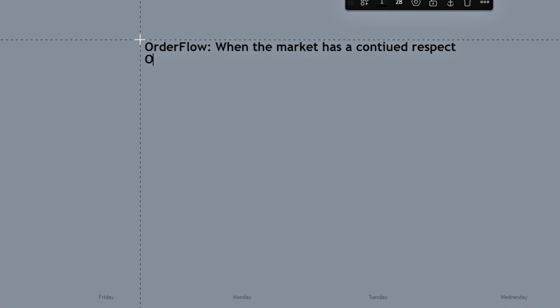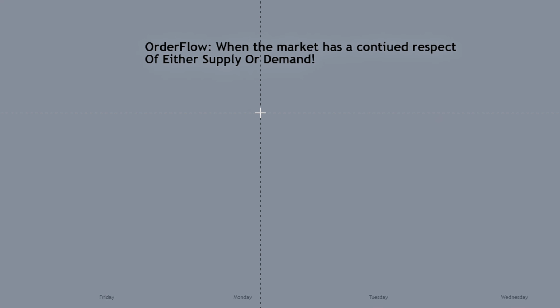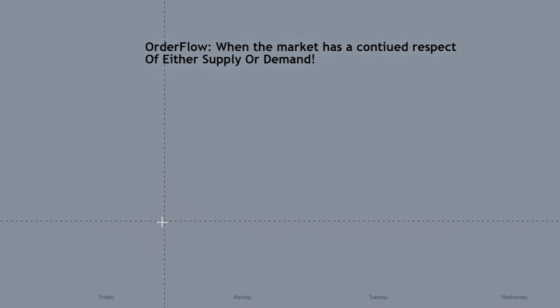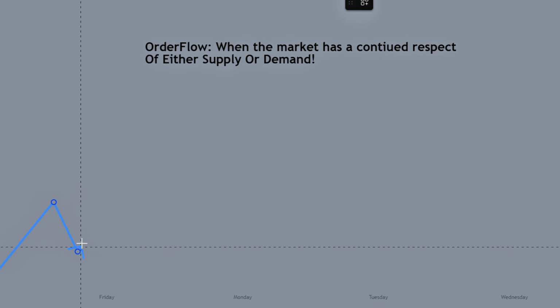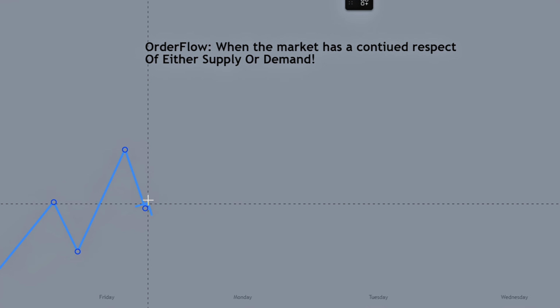Order flow is when the market has continued to respect either supply or demand, right? Meaning supply is constantly being respected while demand is not. You want to see a reaction on the demand, but it's not respected to a point where it breaks the supply. It breaks that cycle. So it's kind of like regular market structure.